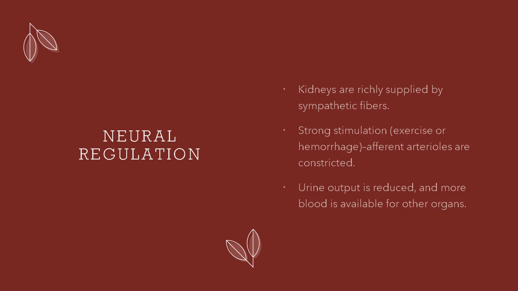Like most blood vessels of the body, those of the kidneys are supplied by the sympathetic autonomic nervous system fibers. They release norepinephrine. Now, norepinephrine causes vasoconstriction, and this is through activation of alpha-1 receptors. Don't really have to memorize this, but the alpha-1 receptors are really plentiful in smooth muscle fibers of the afferent arterioles.